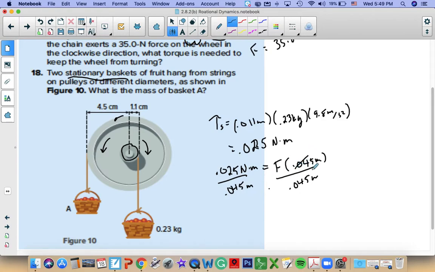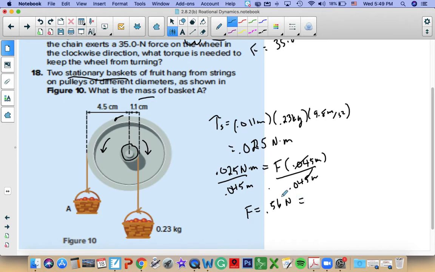And again, that's going to give us a force. That's not really what we're looking for in the end. We're looking for the mass of the basket. So 0.025 divided by 0.045, which gives us a force of 0.56 newtons. So how do we go from force to mass?